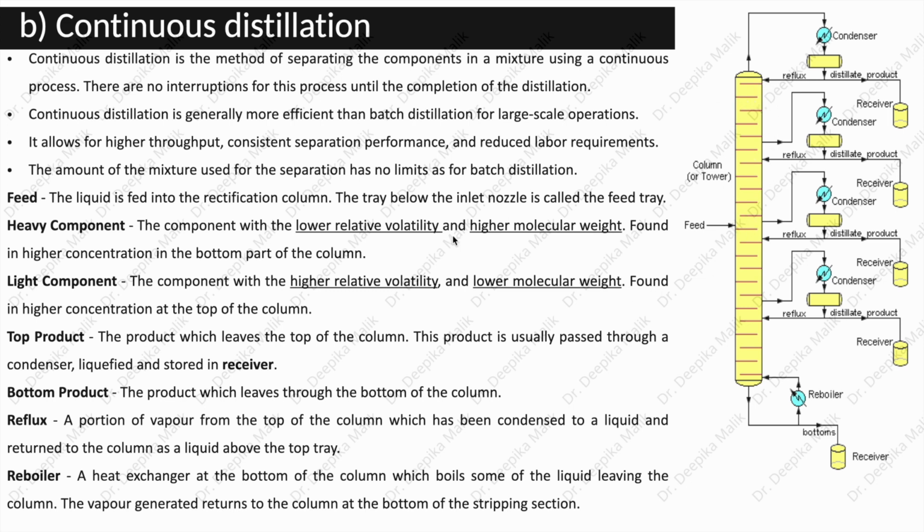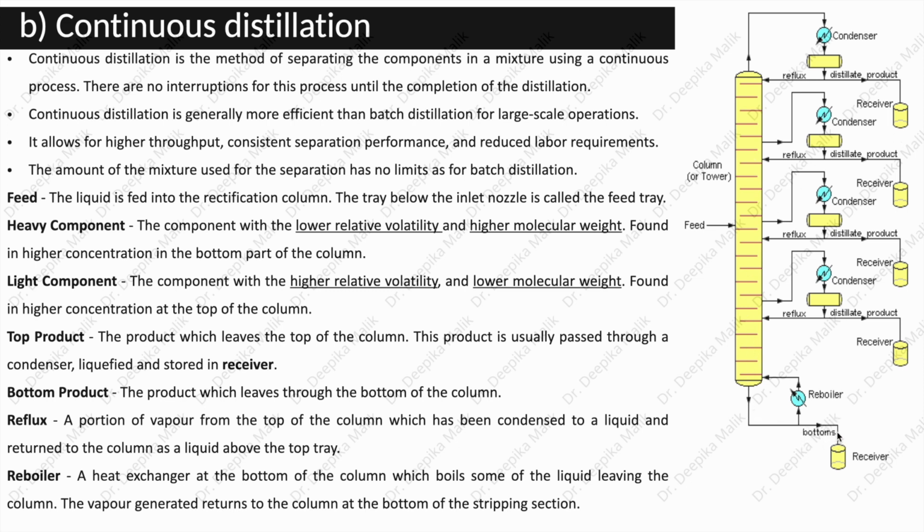The products which leave the top of the column are termed as top products. This product is usually passed through a condenser, liquefied and stored in a receiver, as you can see here. The bottom product is the product that leaves through the bottom of the column.